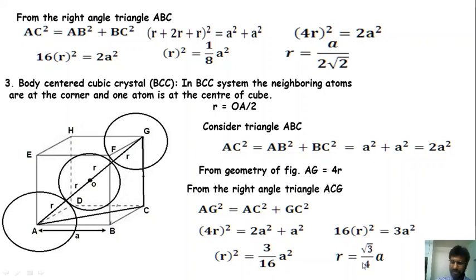So in this way we can determine the atomic radius for the simple cubic structure, for the face centered cubic structure and also the body centered cubic structure.